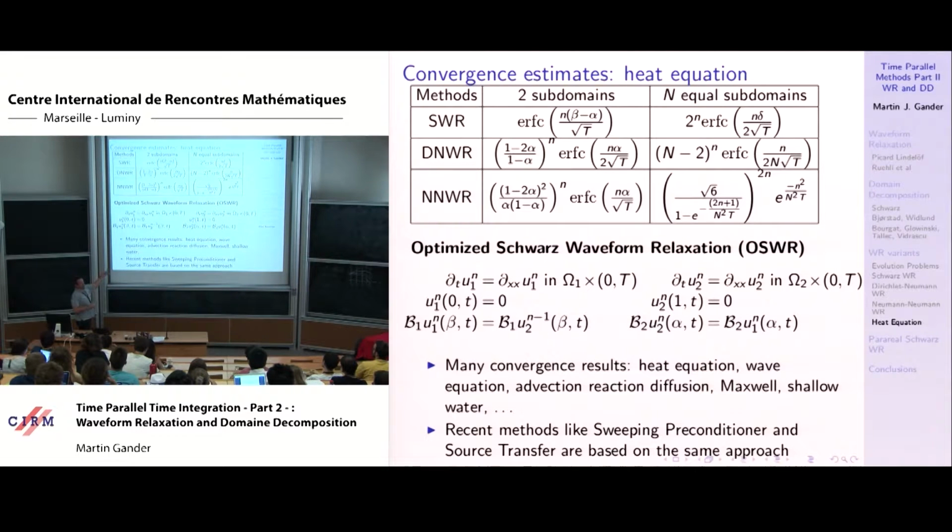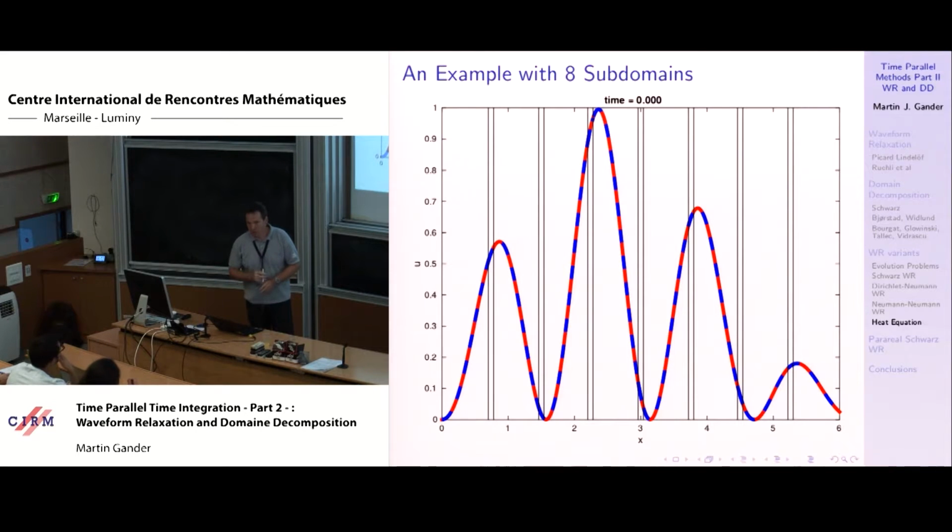These algorithms are reinvented as well in different contexts. For example, Björn Enquist invented the sweeping preconditioner. It's an algorithm of this type. Jimin Chen invented the source transfer 2 years ago. It's again an algorithm of this type. It just has a very good operator here. And I don't want to explain more details, but I want to show you a movie to show you the difference between a classical Schwartz waveform relaxation and an optimized Schwartz waveform relaxation method.